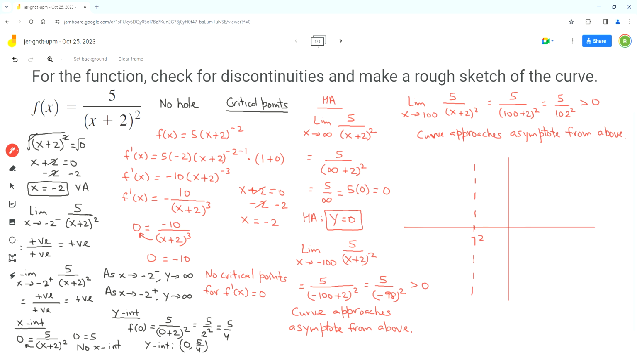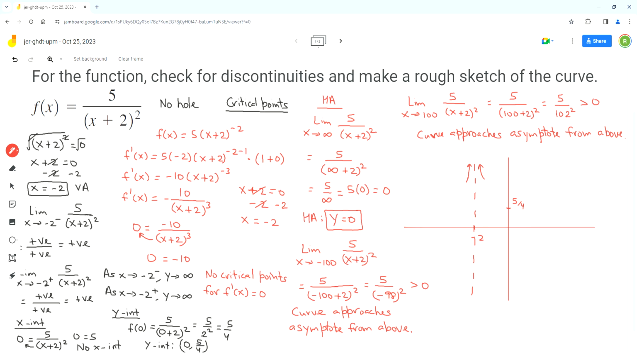And then we found the end behavior around the vertical asymptote, that as x approaches negative 2 from the left side, y approaches positive infinity. So we can show that end behavior like this. And on the other side of the vertical asymptote, it's the same end behavior, y approaches positive infinity. Now we can show the intercept. So there is no x-intercept and the y-intercept is at (0, 5/4). So let's assume it's over here, 5 over 4.